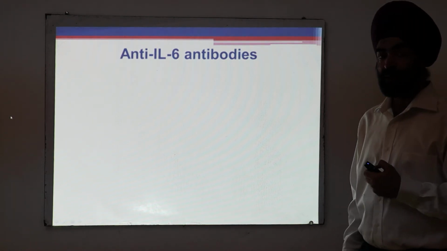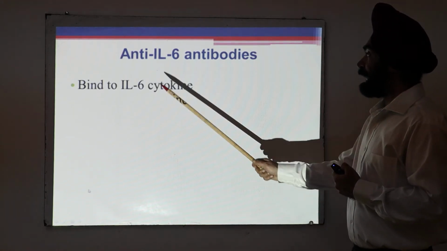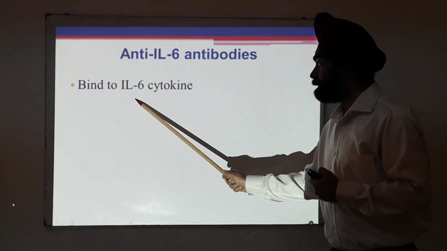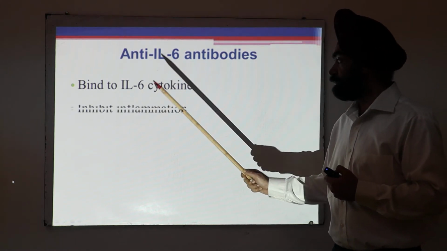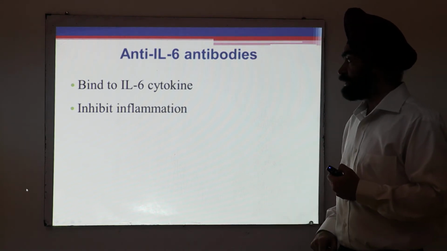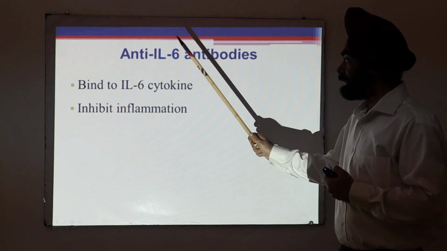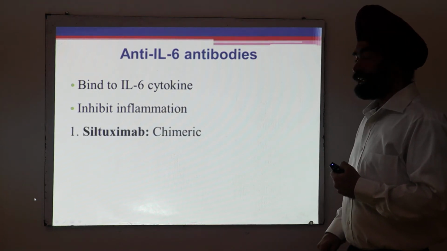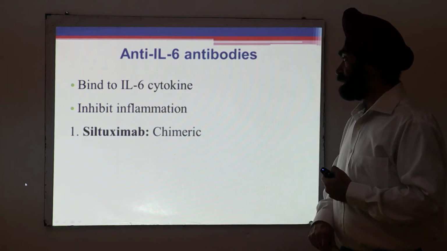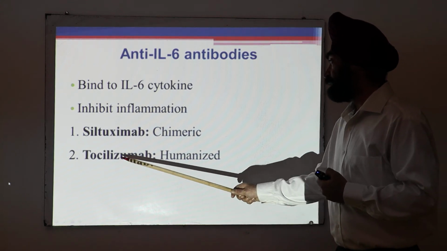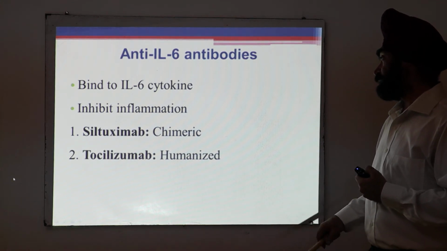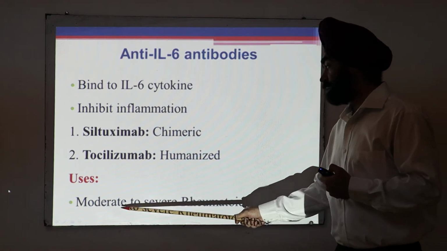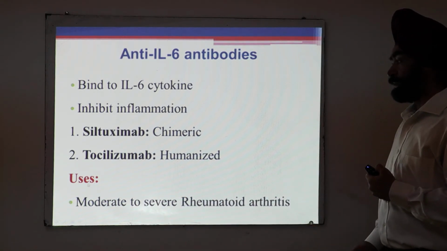Now coming down to other kinds of antibodies, anti-IL-6. IL-6 is again a very important cytokine which is involved in many types of inflammation. So these antibodies inhibit this cytokine. As a result, they inhibit the inflammation. Examples: siltuximab, tocilizumab. And where are these used? They are used in moderate to severe cases of rheumatoid arthritis.